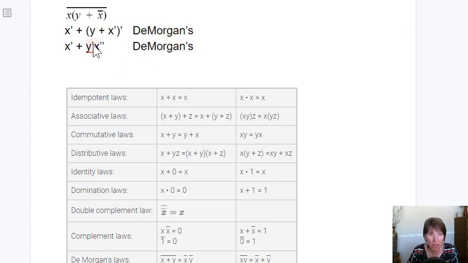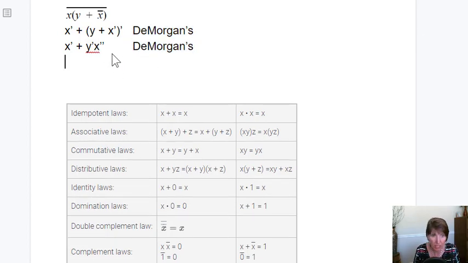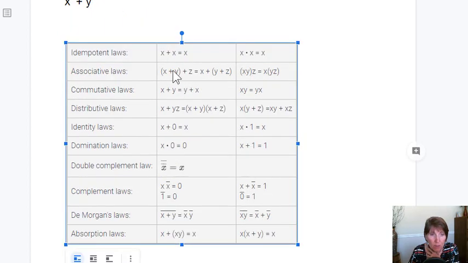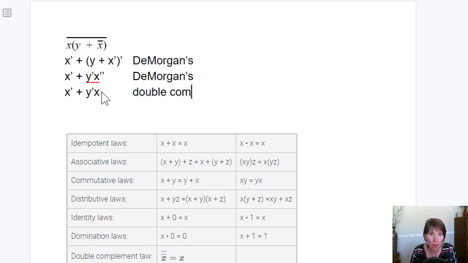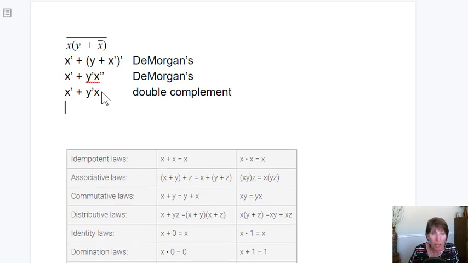All right, now we have this double complement, so let's go ahead and get rid of that. We have the complement of x plus the complement of y times the double complement, right? And double complement law says that we can reduce that to x. So that just becomes x, and that's the double complement law.